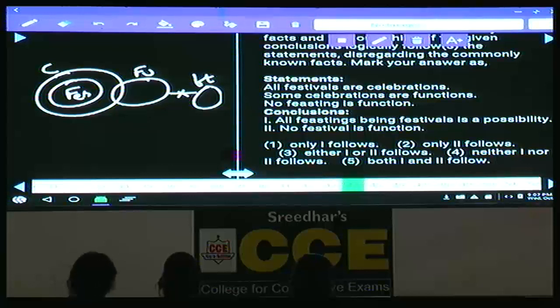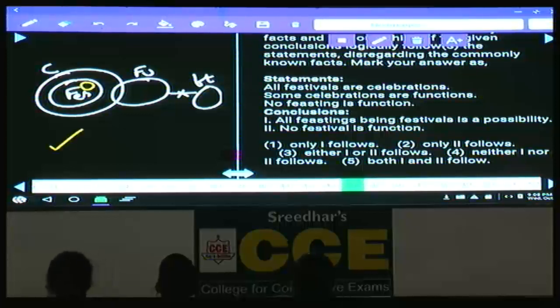Then first one, all feastings are festivals is a possibility. Is it possible or not? All feastings are festivals means this entire feasting must be here. Is it possible or not?